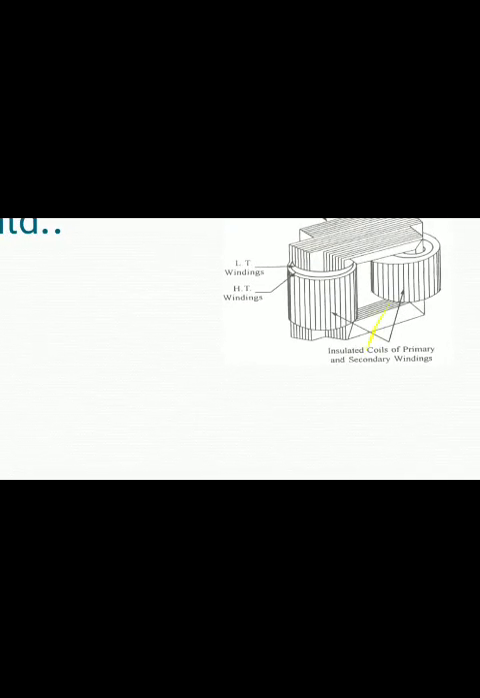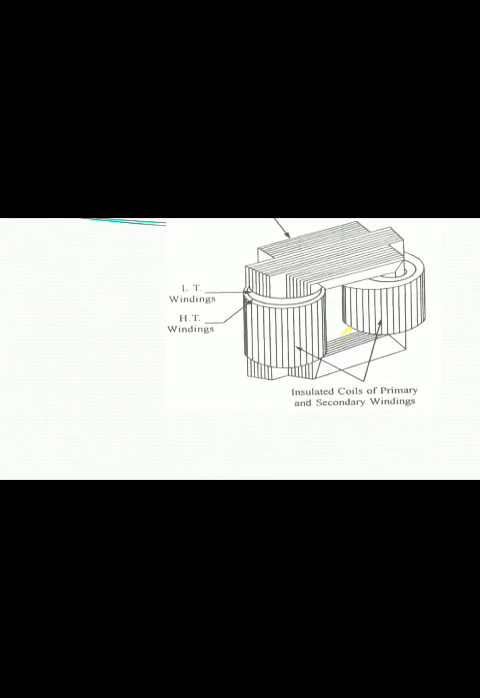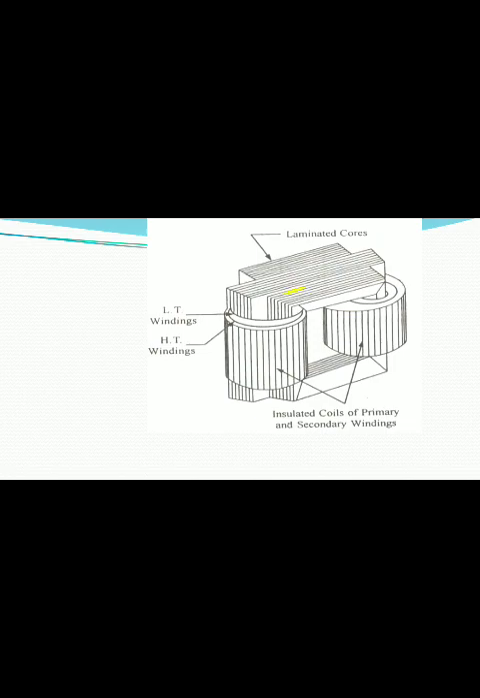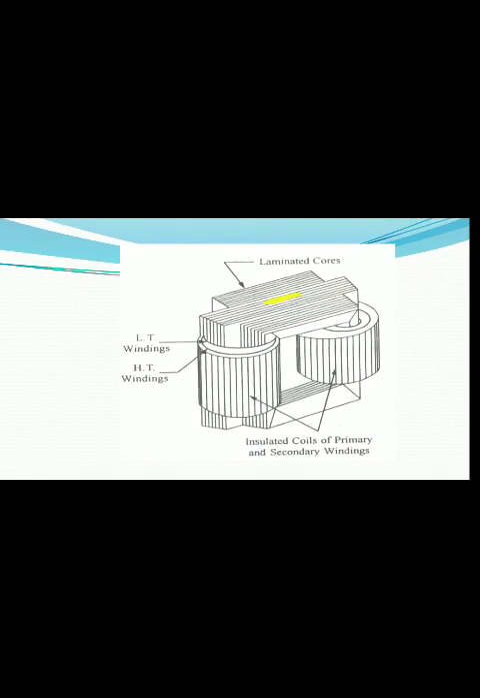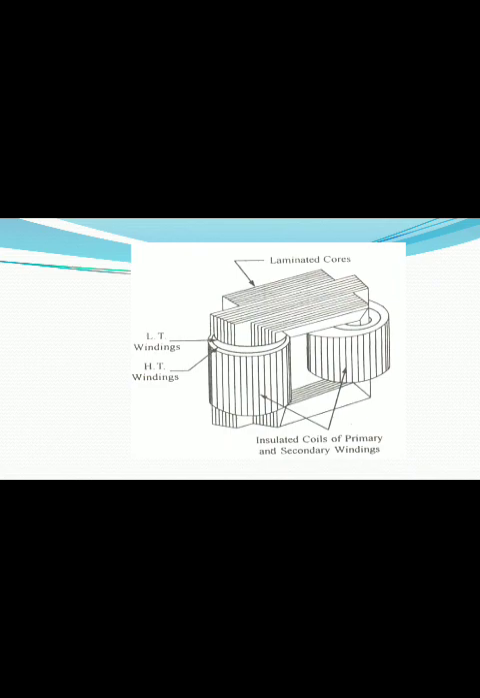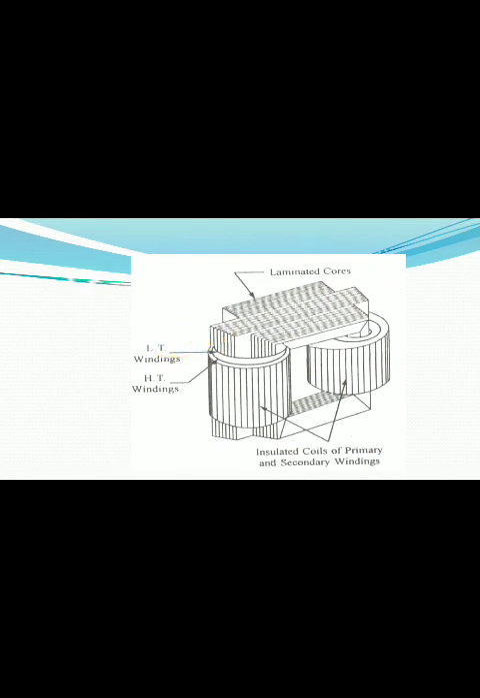See here, this is the core, and this core is laminated. Near the core is the LT winding, and this LT winding is coated with insulation, and after that the HT winding is wound over it.